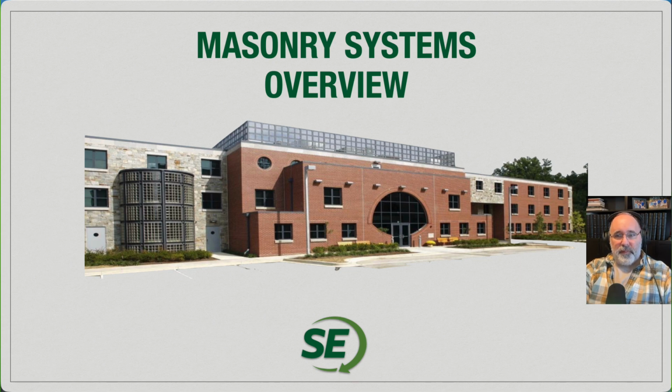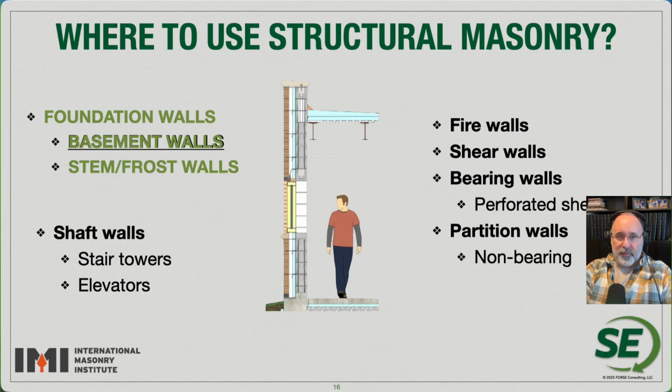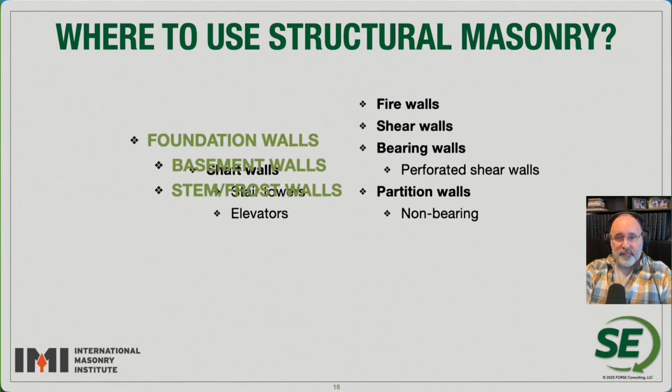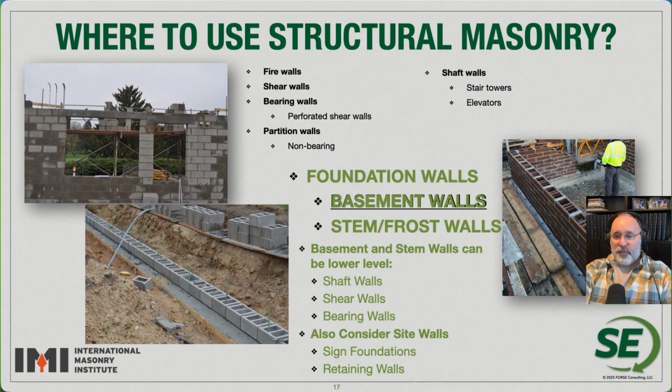We talk often about masonry systems, just kind of a general overview. So there's a lot of different places where we use structural masonry: shaft walls and firewalls, shear walls, bearing walls, partition walls, but foundation walls are certainly an important part of the overall successful project, and certainly can be done with masonry. So again, basement stem walls can be lower level shaft walls and shear walls and bearing walls, whatever we're using the masonry for above grades, and certainly transition down to the lower level.